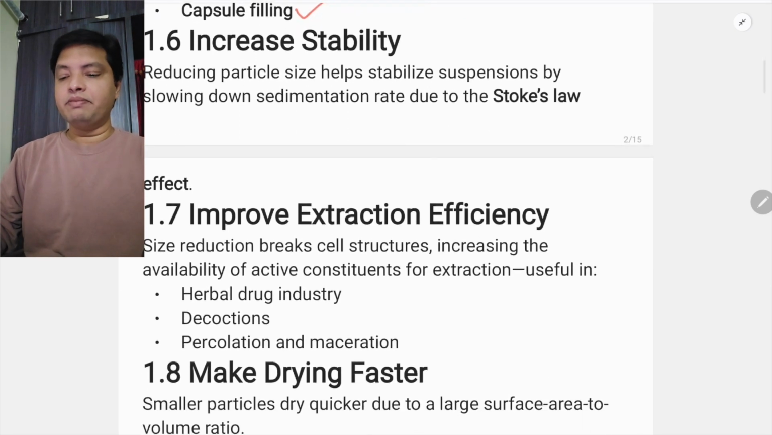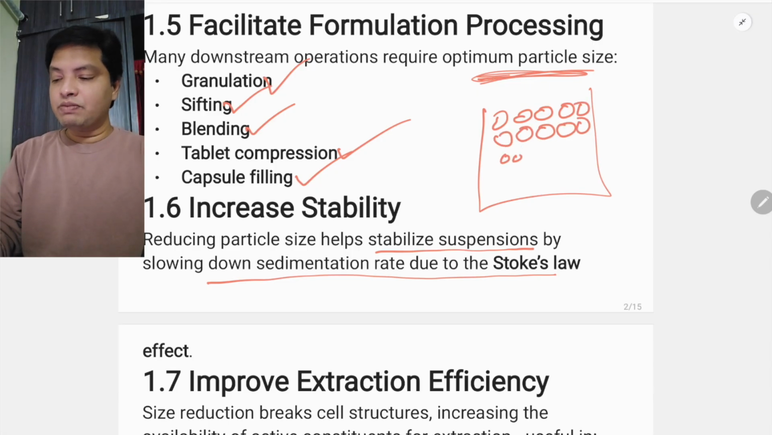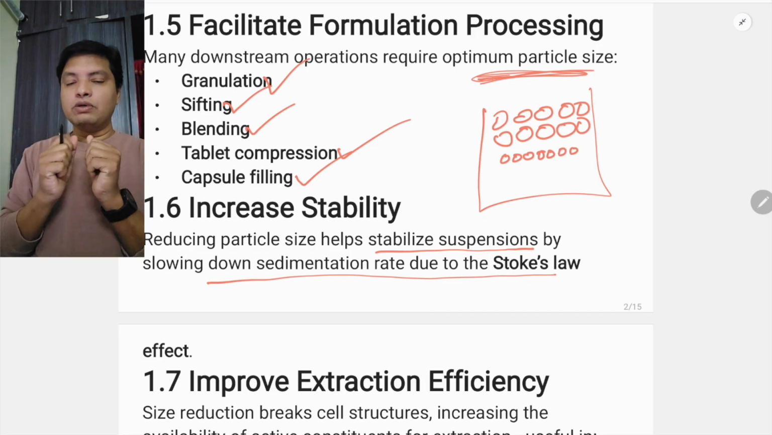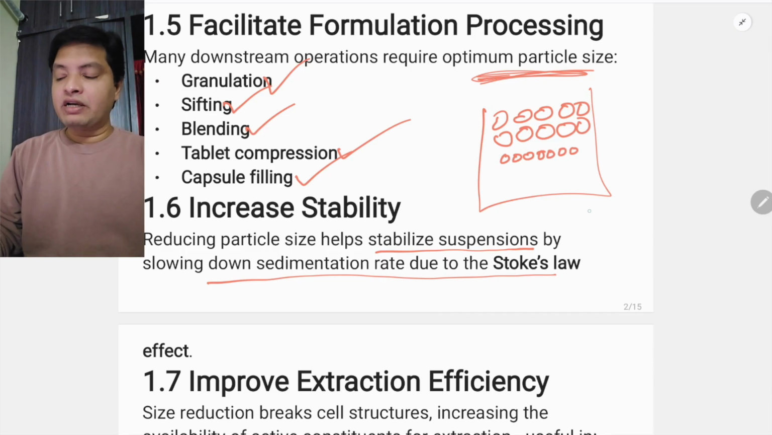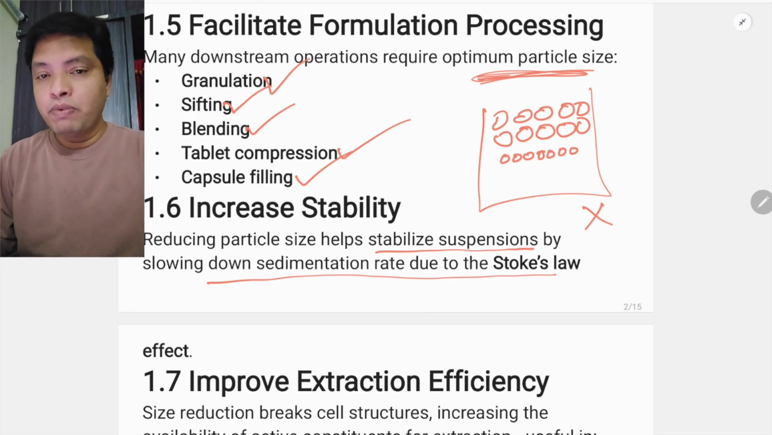Next, increase stability. Reducing particle size helps stabilize suspensions by slowing down the sedimentation rate. See, we have a suspension. Let's say we have particles suspended in the liquid. If the particle size is very small, these small particles will always be in Brownian movement. Due to that Brownian movement, the effect of gravity will be nullified. So gravity will not affect the small particles which are in Brownian movement.